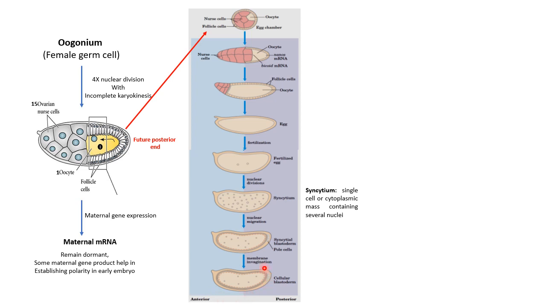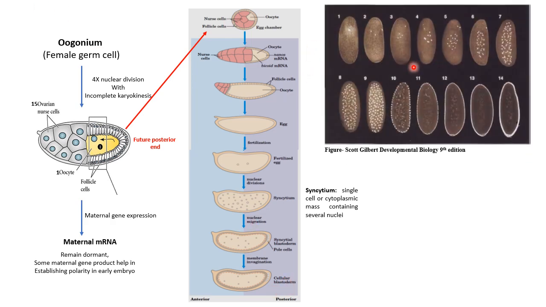After these cells have reached the periphery, membrane invagination will occur, and this will lead to the formation of one layer of cells surrounding the egg, and this will be known as cellular blastoderm surrounding the zygote. So this is a microscopic image of all these stages, from the fertilization through the syncytial blastoderm to the cellular blastoderm formation.